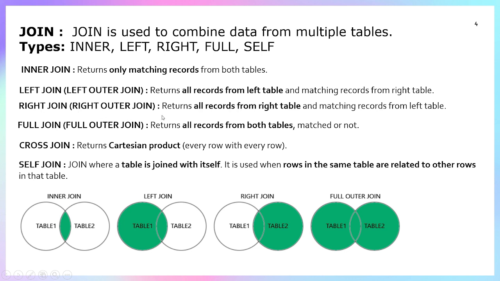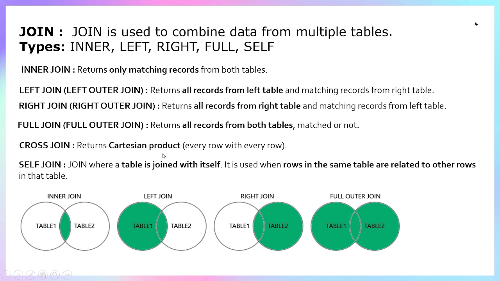Same as in right outer join, it returns all the records from the right table and the matching records from the left table. So in right outer join, all the records of the right table as well as the common records. Full outer join returns all the records of both tables, matched and non-matched. Means this record as well as this record and the common record. This you will get from both tables.